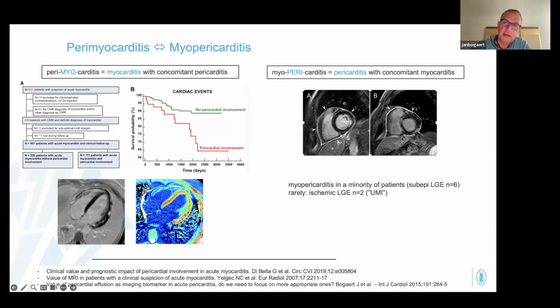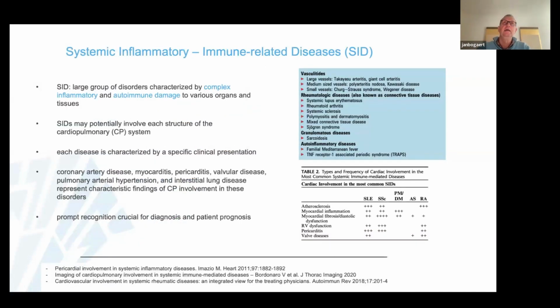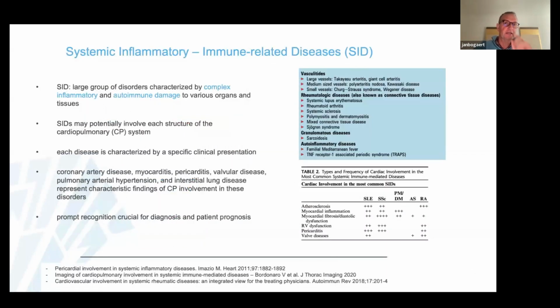As you can see here, in this patient, there is diffuse pericardial enhancement with a subepicardial layer reflecting associated or concomitant myocarditis. However, I have to say that this condition, myopericarditis, is, at least in my experience, quite rare.